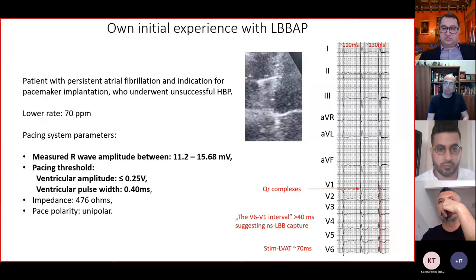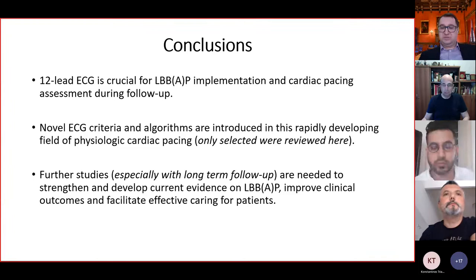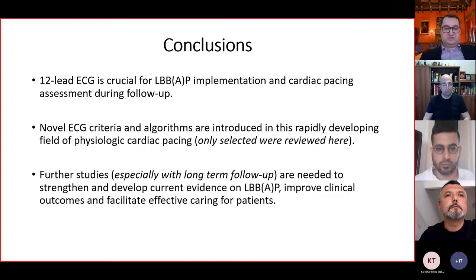Concluding, 12-lead ECG is crucial for left bundle branch area pacing implementation and cardiac pacing assessment during follow-up. Novel ECG criteria and algorithms are introduced in this rapidly developing field of physiologic cardiac pacing. However, further studies, especially with long-term follow-up, are needed to strengthen and develop current evidence on left bundle branch area pacing to improve clinical outcomes and facilitate effective care for patients. Thank you very much for your attention.